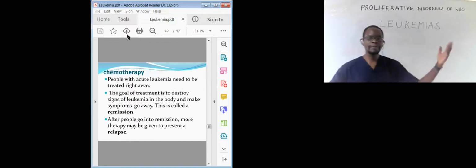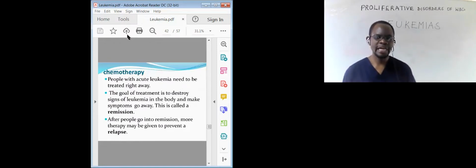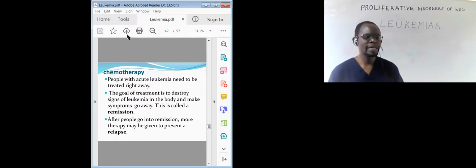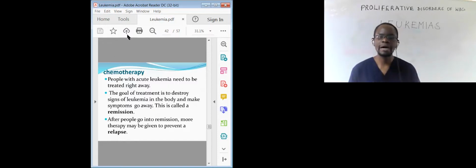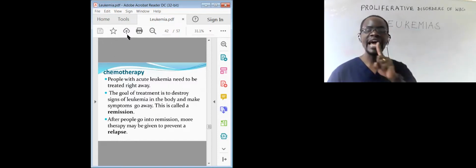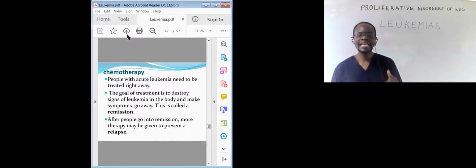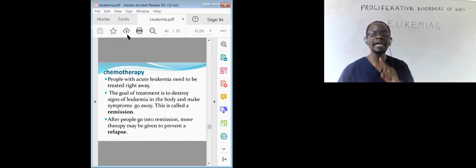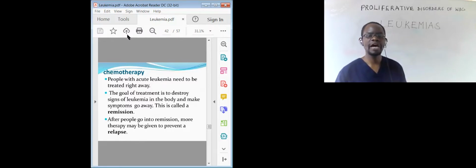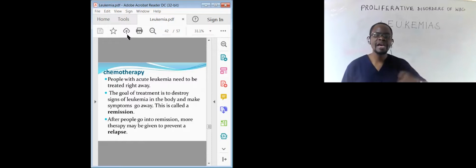Now, chemotherapy. Chemotherapy is basically the medication that is usually given to these patients who have leukemia. So people with acute leukemia need to be treated right away because it is very aggressive, and secondly, their survival rate would be very, very small if they are not treated. So the goal of treatment here is to create remission, and also to prevent relapse. What do we mean by remission?